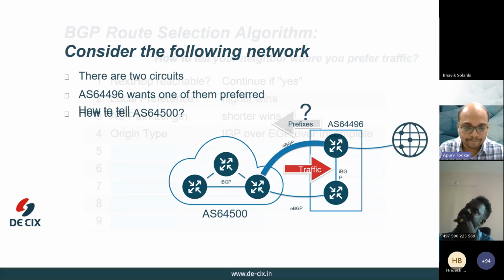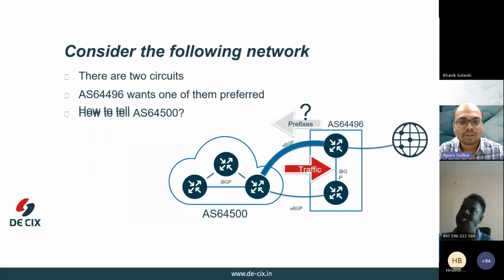As you can see, MED is a non-transitive attribute, meaning it doesn't get passed beyond the immediate neighbor. So if you want to adjust the MED values using filters in your routers, the primary purpose of MED is just to signal to your neighbor which path you prefer for a particular prefix.